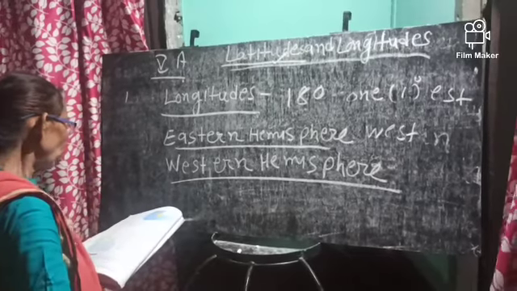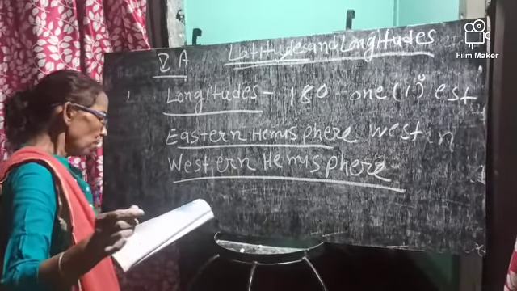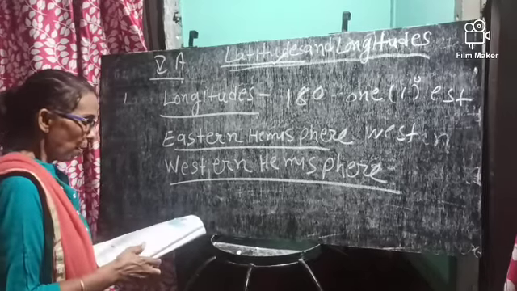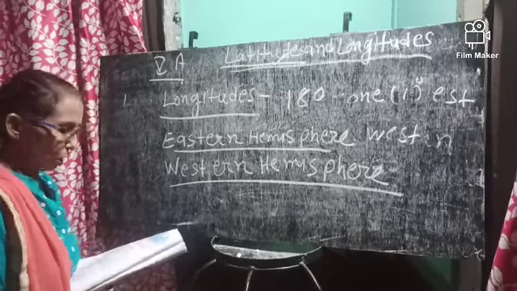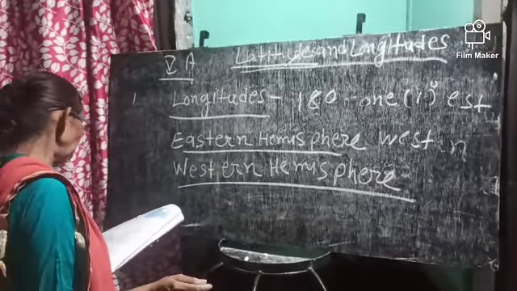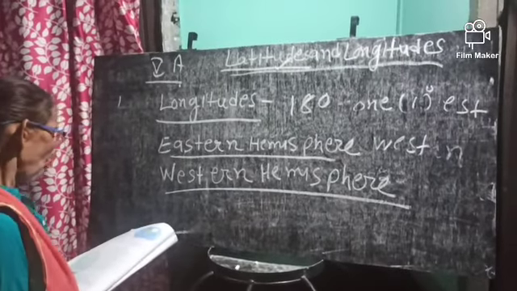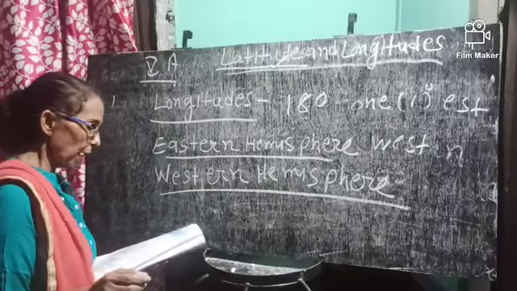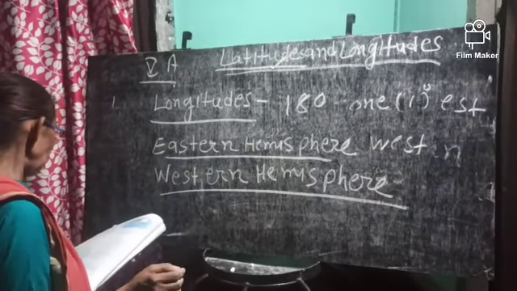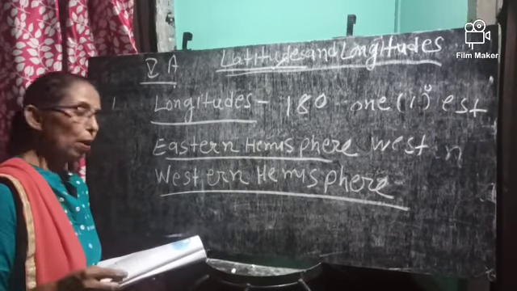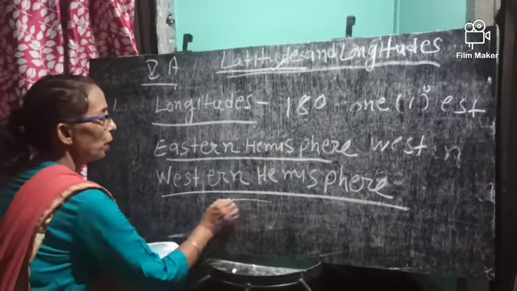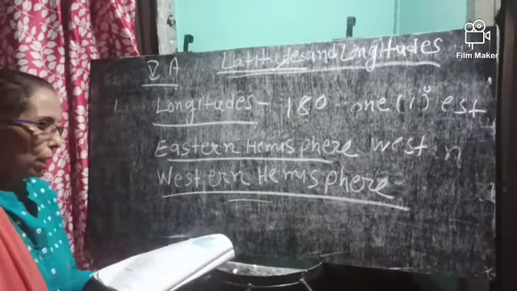Now the longitudes do not run parallel to each other but meet at the two poles. The lines of longitude are farthest apart at the equator, but their gap gradually decreases when we move towards the poles. This chapter is enough for today.